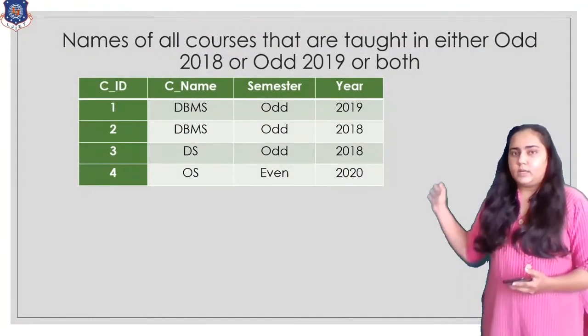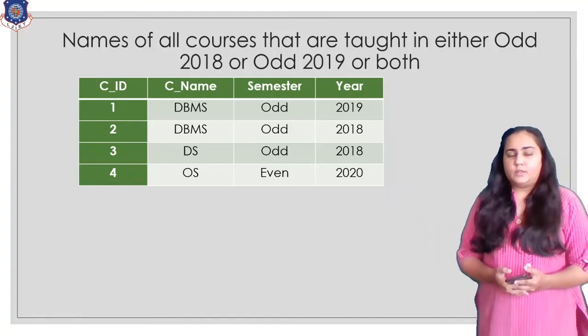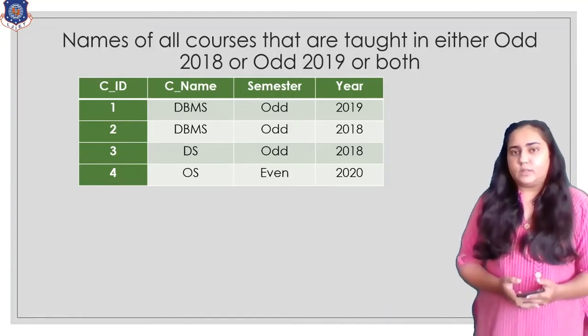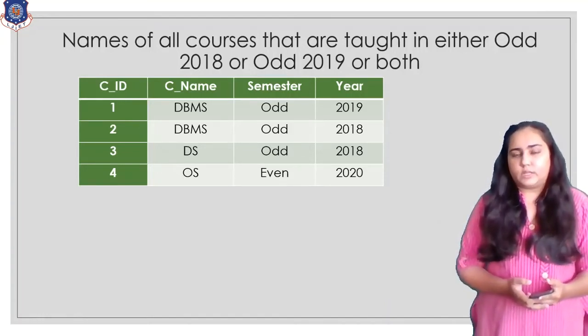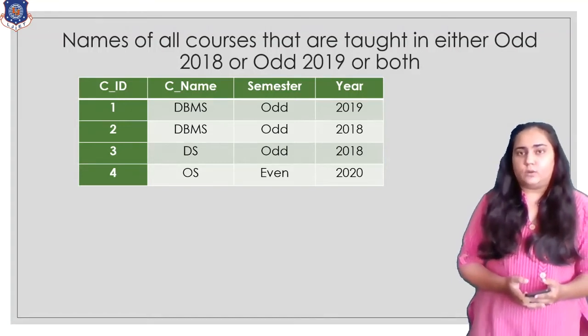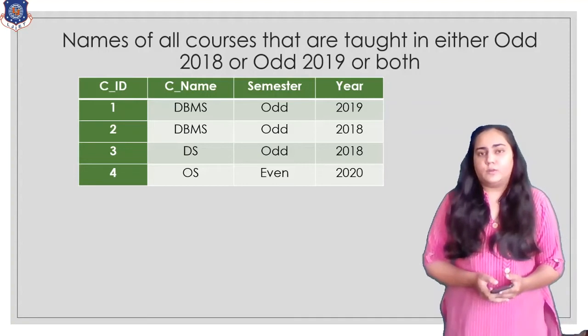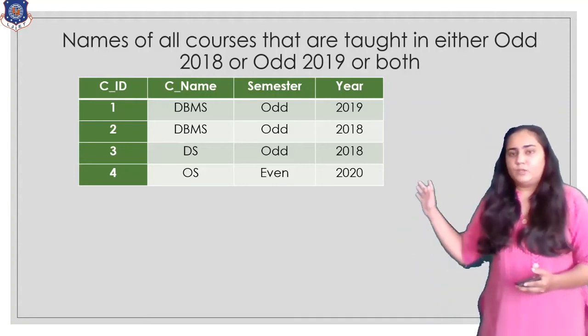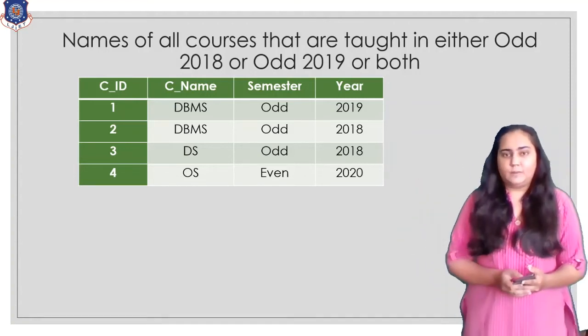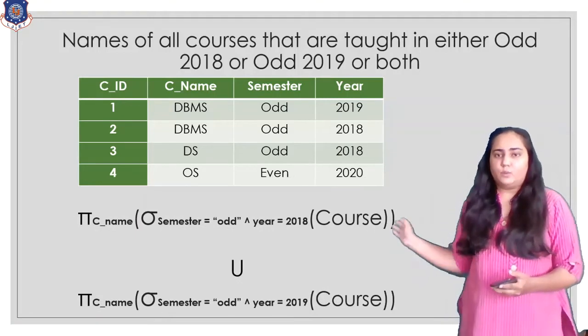Now let's see that with a table. So I'm going to get all the courses that were taught in either ODD 2018 or ODD 2019 or both. This is the query that I have. In order to perform this, I'm going to use the course table that I have right here. And this is the way you will write your query.